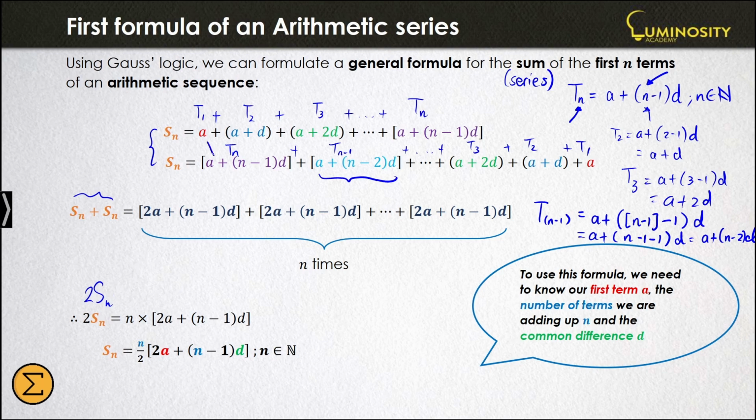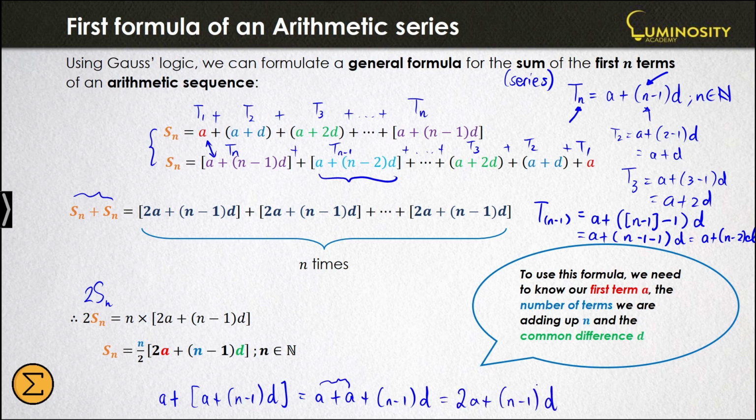Well, let's look at the first one. It's going to be a plus n minus 1 times d. So removing the brackets now, I get a plus n minus 1 times d. Well, a and a are common, so I get a plus a is 2a plus n minus 1 times d. And that's exactly what I have in this brackets here. And if you keep matching the pairs and adding them together, you'll get the same thing.